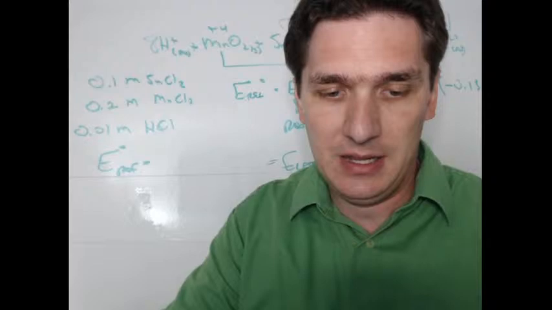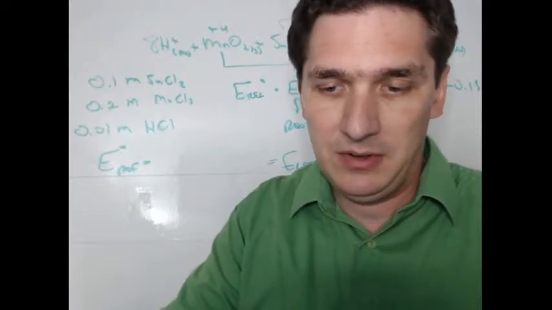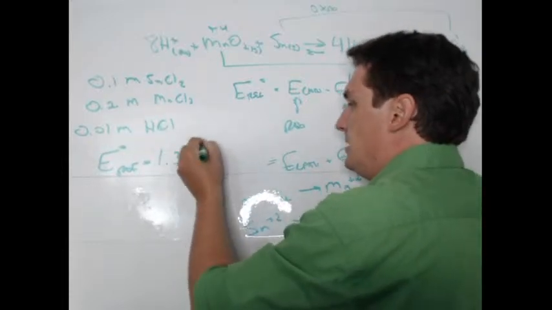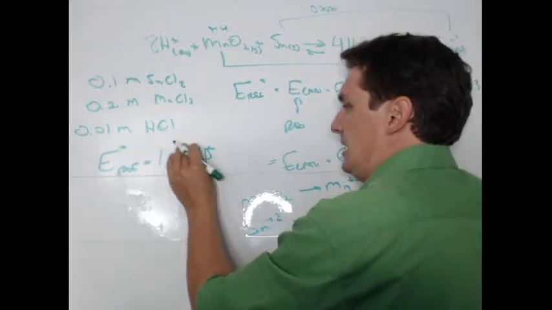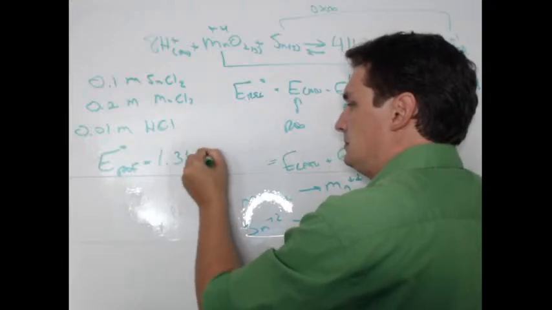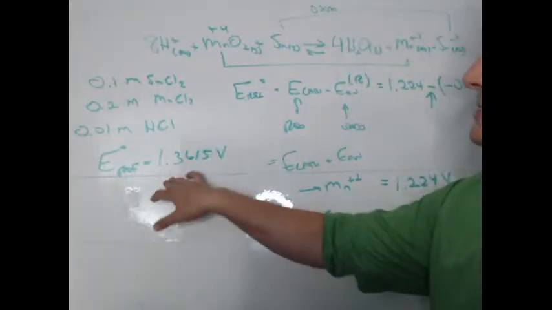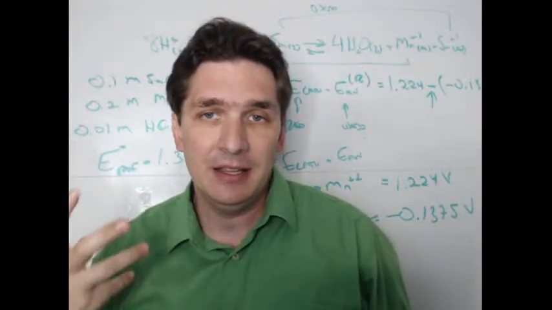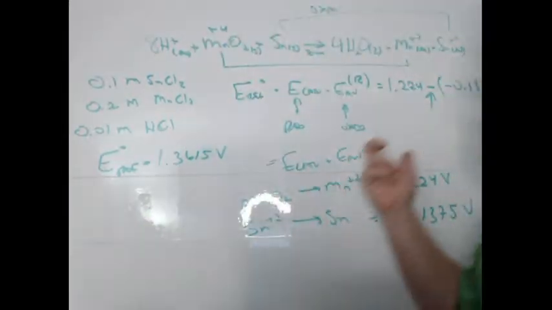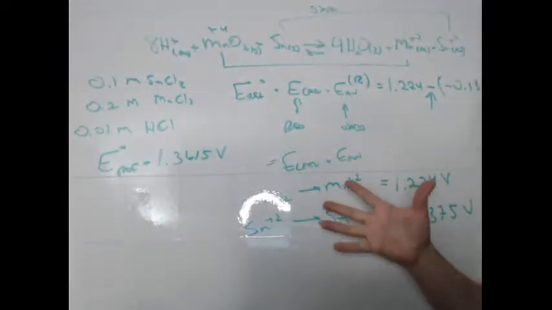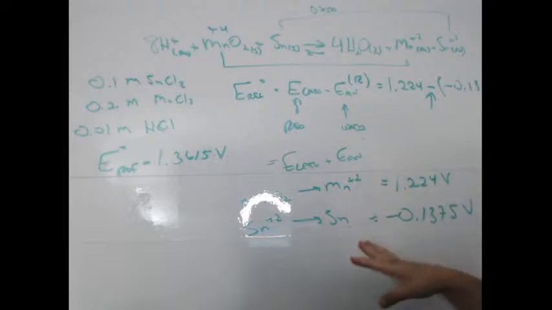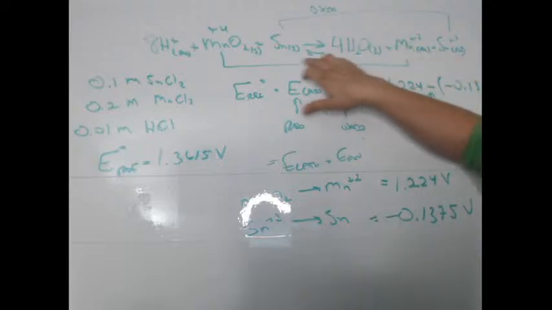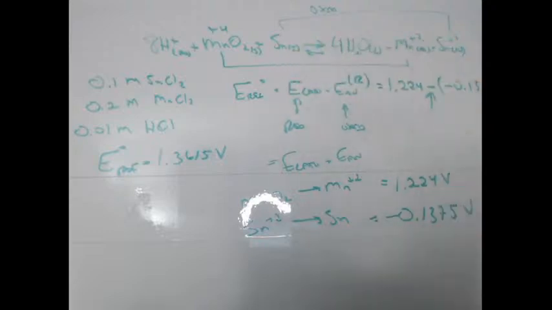1.224 minus negative 0.1375. So you get 1.3615 volts as your reference. Again, you've got the oxidation and reduction reaction. The trouble here is keeping in mind that you've got oxidation and reduction. You're going to subtract off the oxidation and reduction potential, convert it to an oxidation potential. But your cathode reaction is whatever's gaining electrons, getting more negative, and for your oxidation, it's whatever's getting more positive.